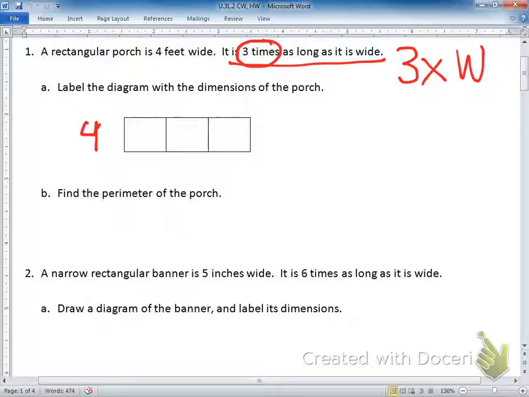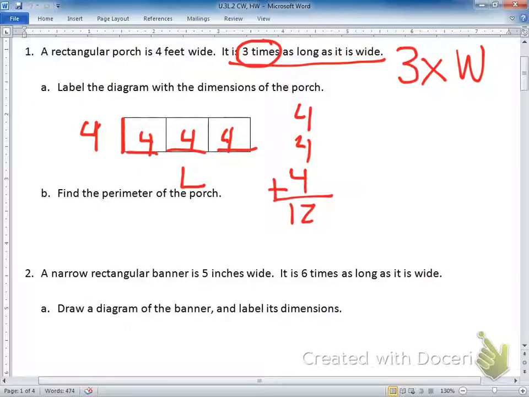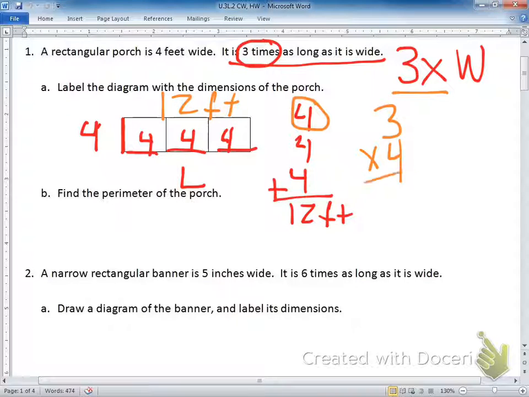Now, 3 times as long. So here's our length, okay? 3 times, 1, 2, and 3 of our width. So each one of these is 4 feet. We can add all 3 of those up. 4 feet plus 4 feet plus 4 feet equals 12 feet. So our new length is 12 feet. Now you could have also found that by taking 3 times our width. 4 times 3 is 12 feet.